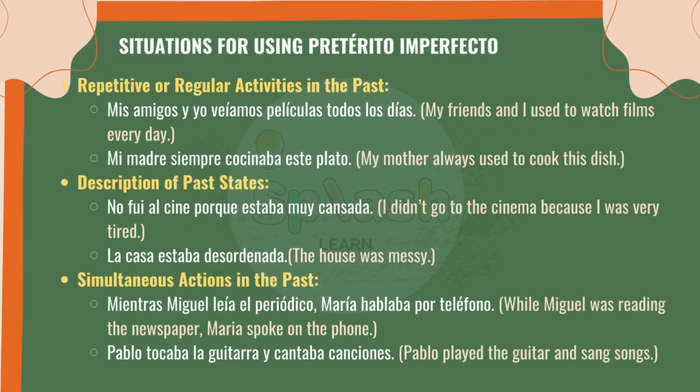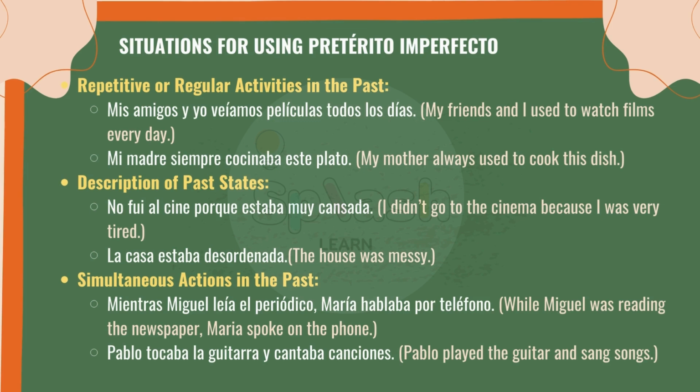Now that we've covered how to conjugate verbs in the Pretérito Imperfecto, let's talk about when to use this tense. The Pretérito Imperfecto is particularly useful for describing repetitive or regular activities in the past, states or conditions, simultaneous actions, and ongoing actions that serve as the background for another action.